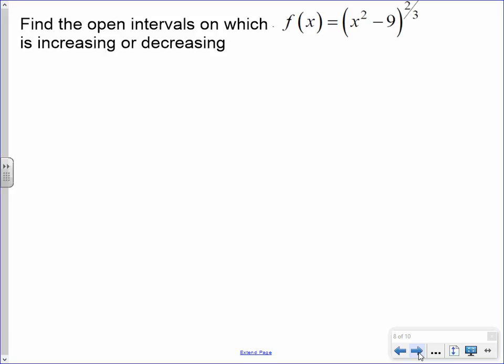Okay, we are asked to find increasing and decreasing intervals. We know we need critical points. Please find me the derivative. When you have a derivative, simplify it and then compare it to your neighbors. Q, what is your initial derivative, like before you simplified it? 2/3 times x squared minus 9 to the -1/3 power times 2x.